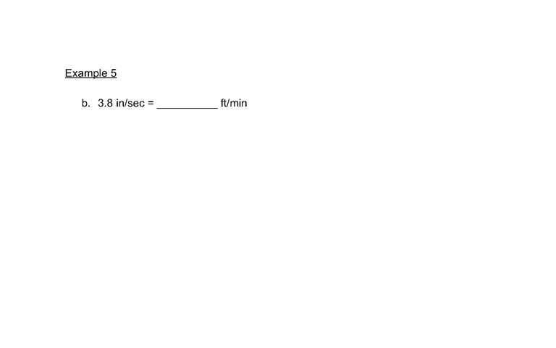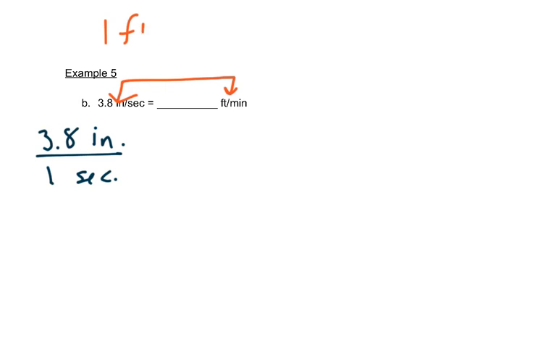We'll look at another one here. This is the same idea. Here we have 3.8 inches per second. So we would write that as 3.8 inches over 1 second. Let's look at our units. Here we have inches and we're trying to go to feet. So we need our equation that tells us that. 1 foot is 12 inches.